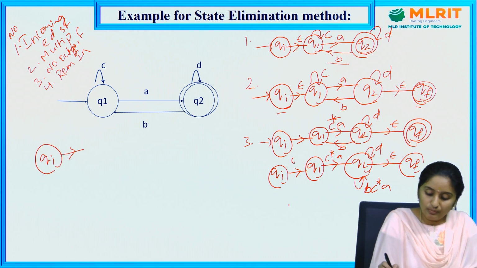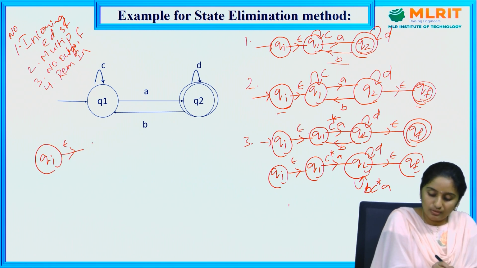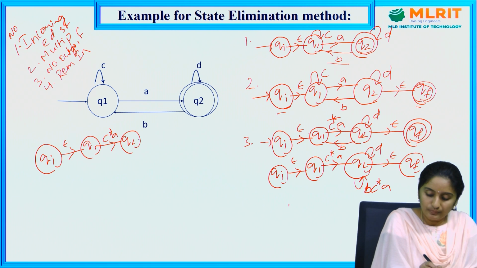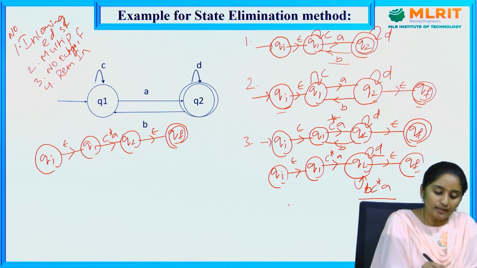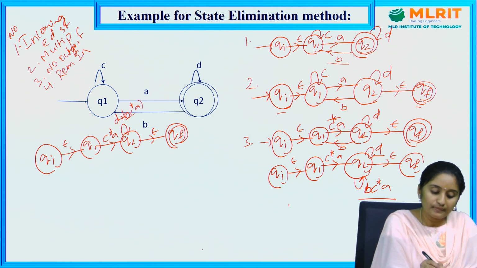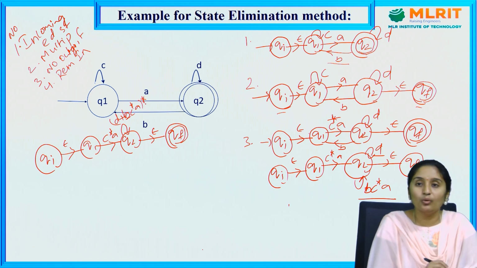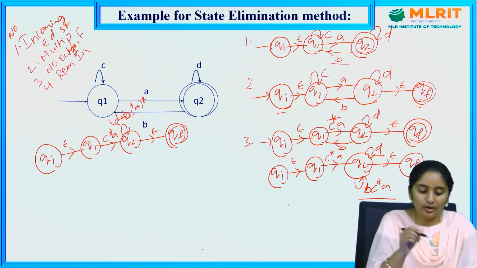So these are epsilon moves, Q1, C star A, Q2, epsilon, QF. This is our final state. So here I have D and B star C, D and B star C. So I can write it as D plus B C star A. D plus B C star A whole star. As it is in a loop, I am writing it as a whole.